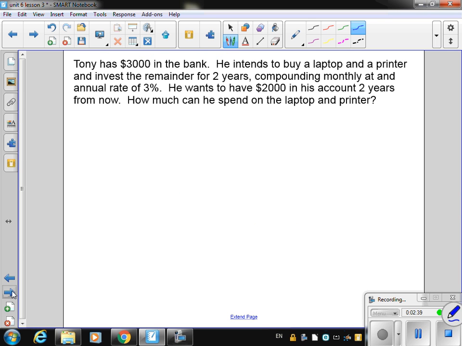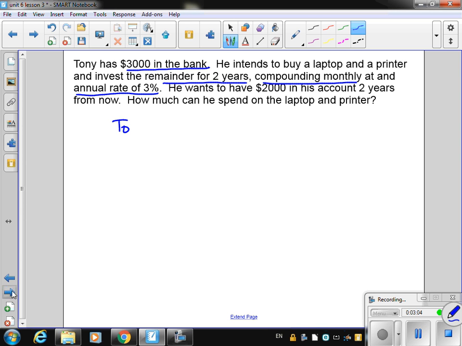Okay, let's have a look at another one where Tony has $3,000 in the bank. He intends to buy a laptop and a printer and invest the remainder for 2 years, compounding monthly at an annual rate of 3%. So here we have time, the compounding period, and the rate. He wants to have $2,000 in his account 2 years from now.